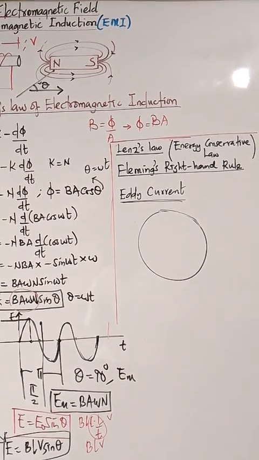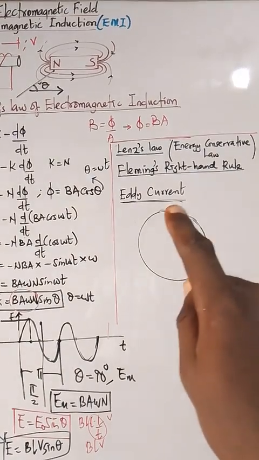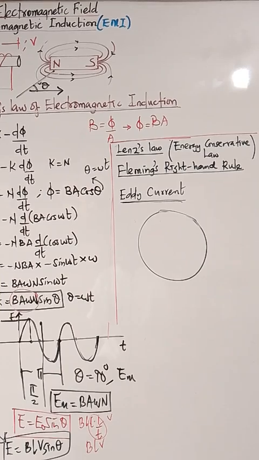Eddy currents are circulating electric currents induced in a conductor when it is placed in a changing magnetic field. It means the current flows in loops. Although eddy current has some advantages, for example, it is used to oppose motion in magnetic braking. So we call something magnetic braking. But in many regards, it has a disadvantage. It has many disadvantages. So the question is, how can we reduce eddy current?